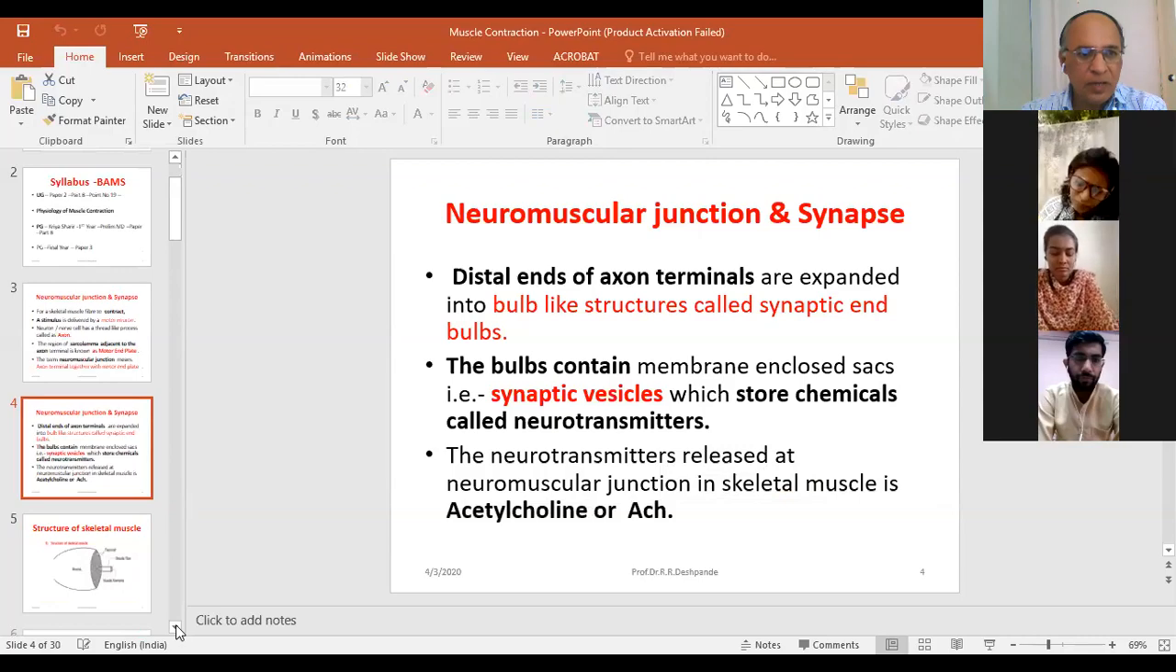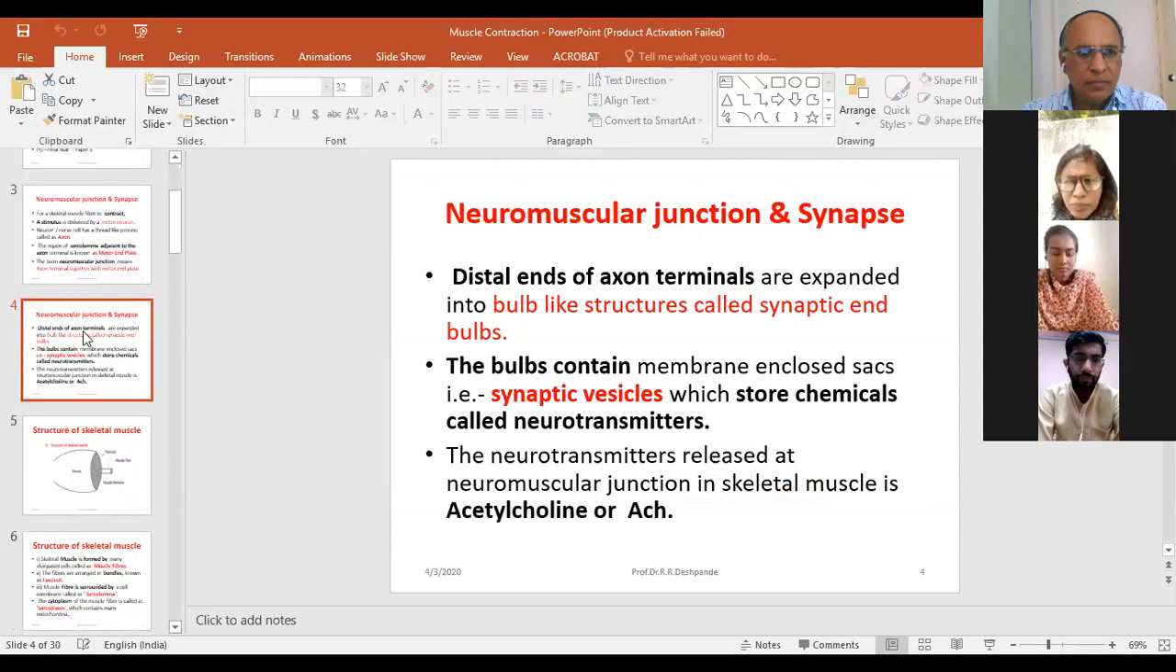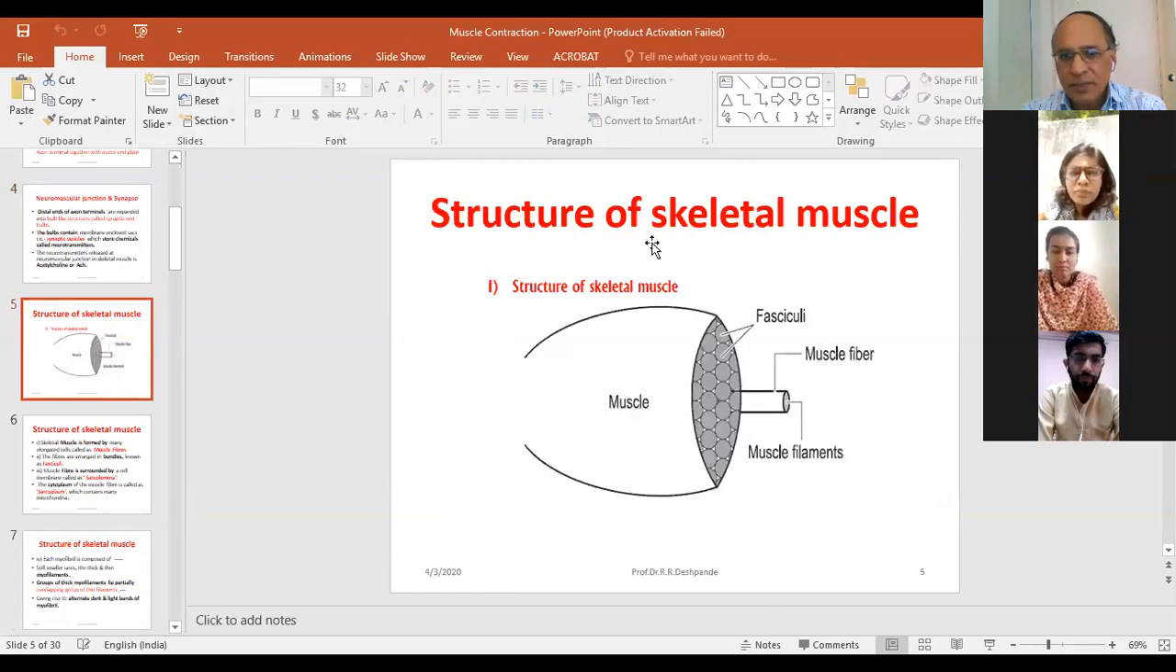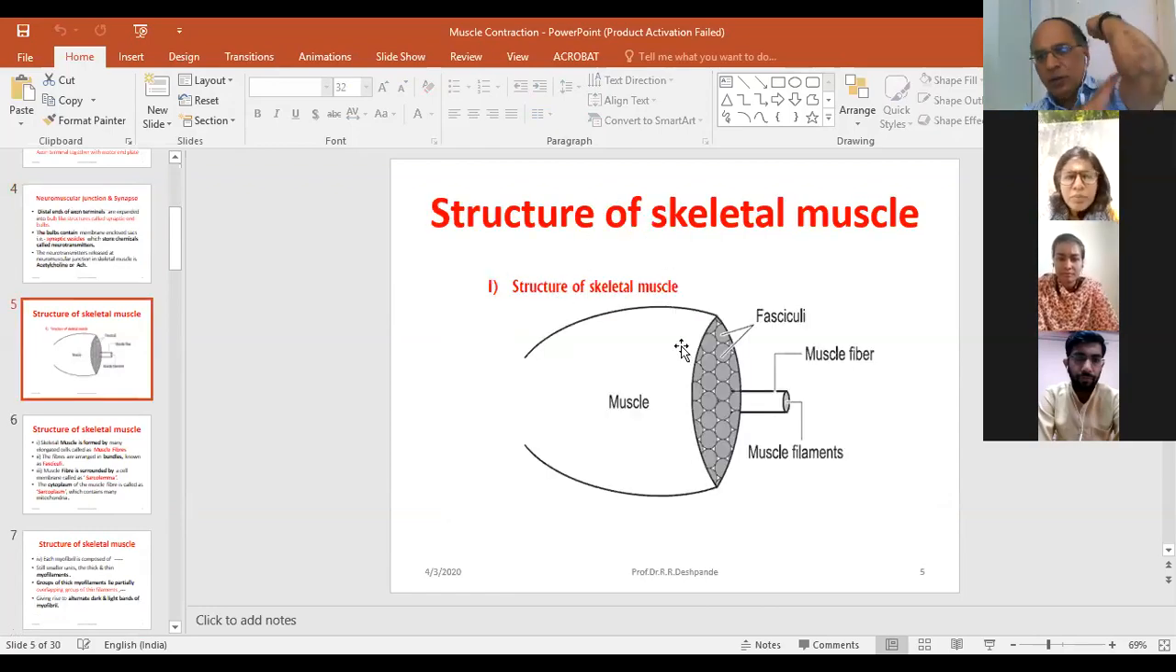Here I can move further. Okay. This is the structure of the skeletal muscle. This is one muscle, maybe like the deltoid. What is there inside the muscle? There are the muscle fibers. Can you see over here? Muscle fiber. This is a rod, the muscle fiber.